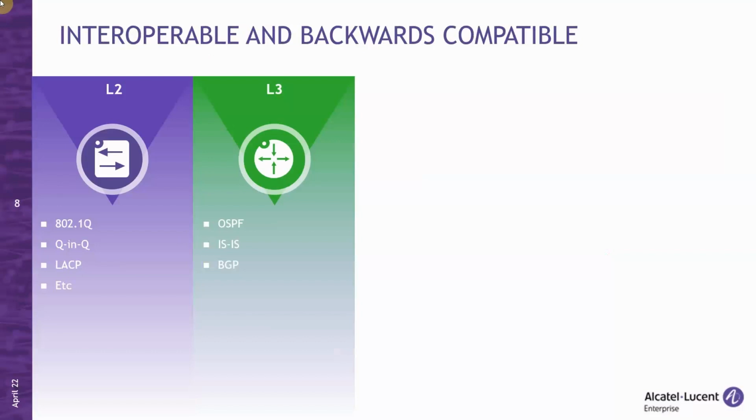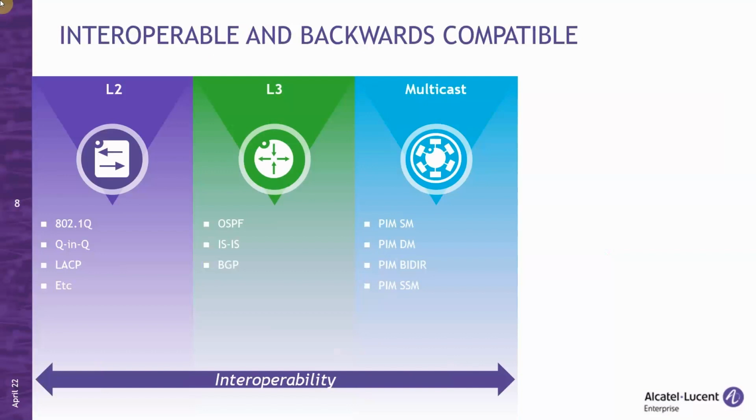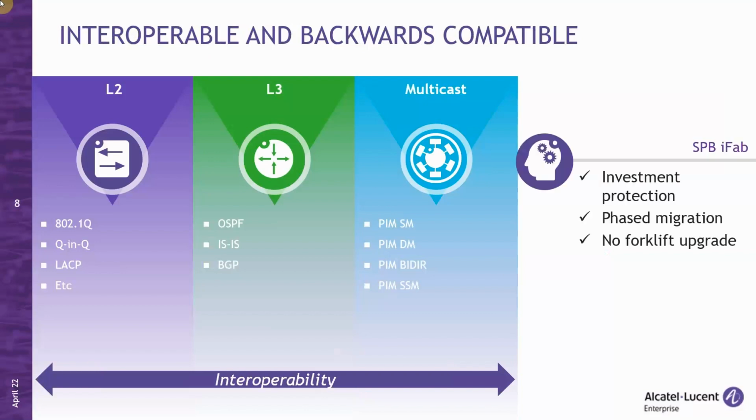At layer 3, routing in and out towards external non-SPB networks can use standard protocols such as OSPF, ISIS, or BGP. And this is also valid for multicast traffic, which can interoperate through protocol-independent multicast and its different variants. Bottom line, SPB can interoperate at layer 2, layer 3, and not just unicast, but also multicast traffic. And the benefit is investment protection. There is no need for a big bang forklift upgrade because the migration can be performed in phases and aligned with refresh cycles.